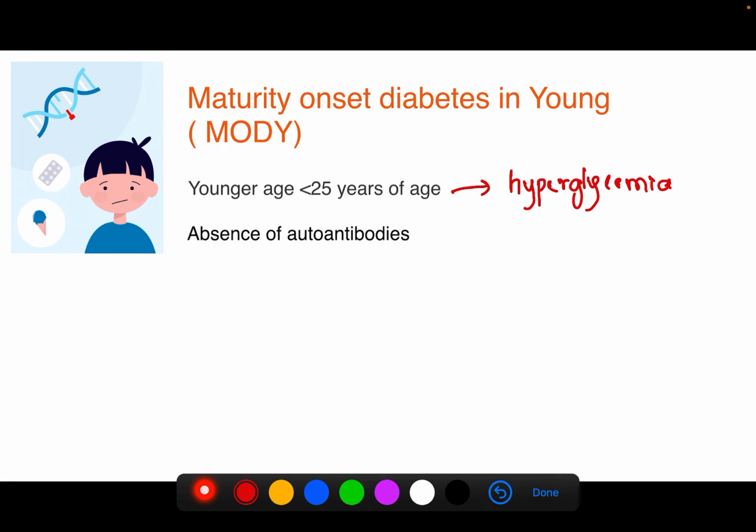Then they were checking whether there is any insulin deficiency. To their surprise, the insulin levels were also normal. The C-peptide levels were normal. There were no autoantibodies. So it's a case where younger patients are developing diabetes, but it is not due to autoimmunity or the autoantibodies. There is some other reason.